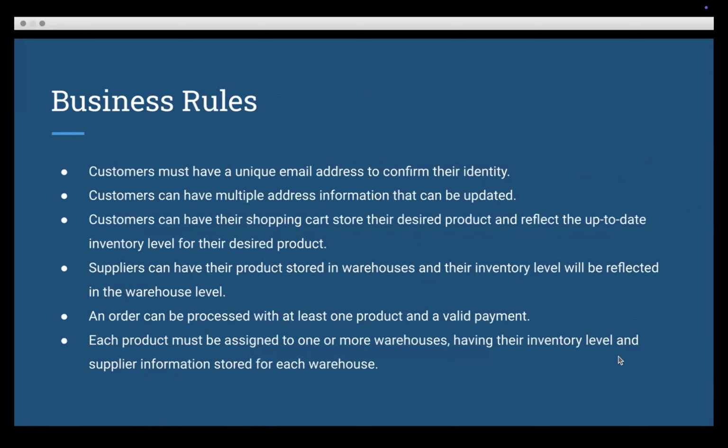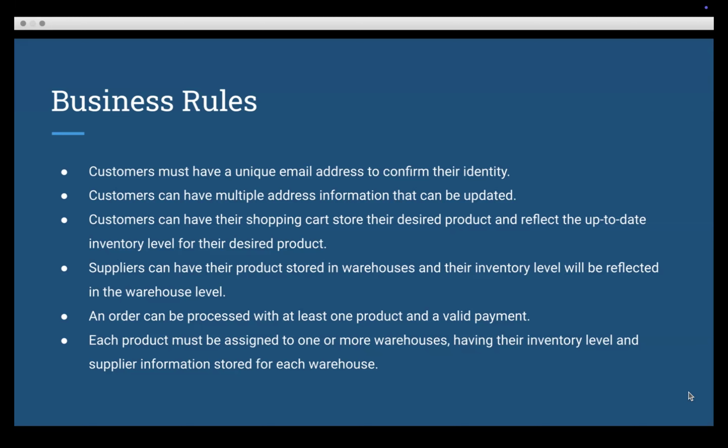And we have a total of 11 business rules. First, customers must have a unique email address to confirm their identity. Customers can have multiple address information that can be updated. They can have their shopping cart to store their desired product and reflect the up-to-date inventory level. Suppliers can have their product stored in warehouses and their inventory level will be reflected in the warehouse level. An order can be processed with at least one product and a valid payment.